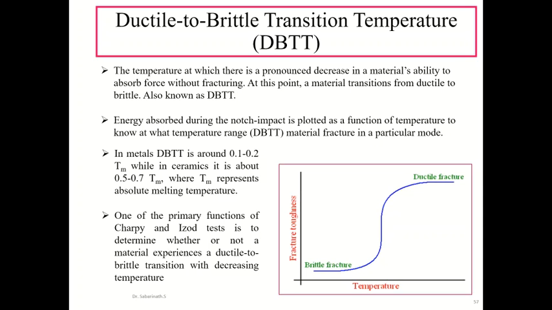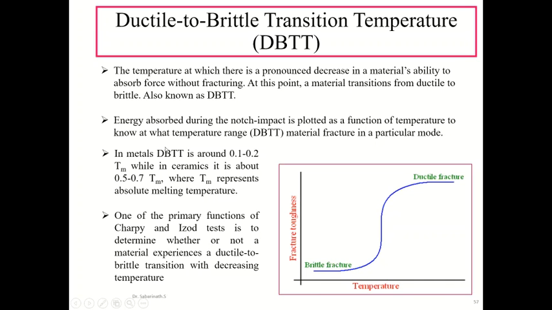So that particular temperature is known as the ductile to brittle transition temperature, or DBTT. The energy absorbed during the notch impact is plotted as a function of temperature to know what temperature range the material fractures in a particular mode. Here you can see from this graph, plotted as fracture toughness against temperature, that if the temperature is lowered, the impact energy will drop suddenly over a relatively narrow temperature range. That is, the mode of fracture will be brittle.